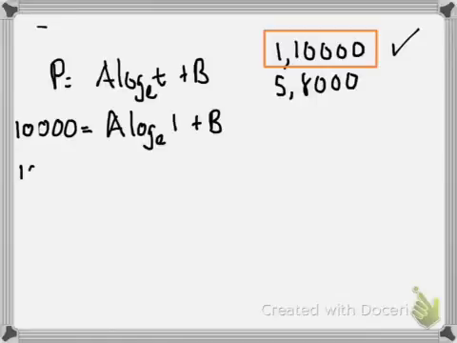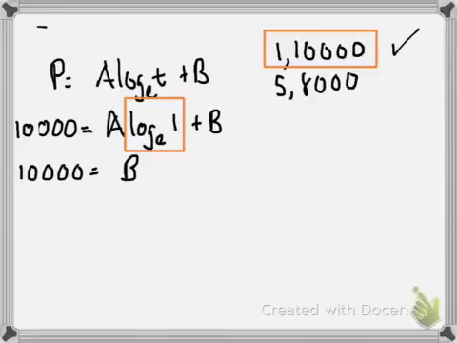So 10,000 equals, now we know that log 1 to the base E is 0. So A times 0 is 0. So that leaves us with just B. So that means B equals 10,000. We've established B straight away.